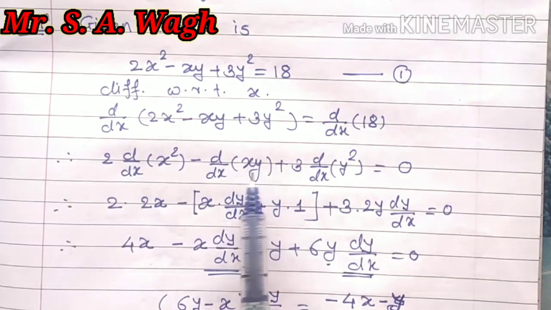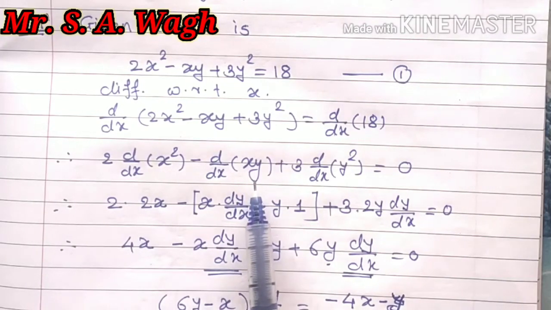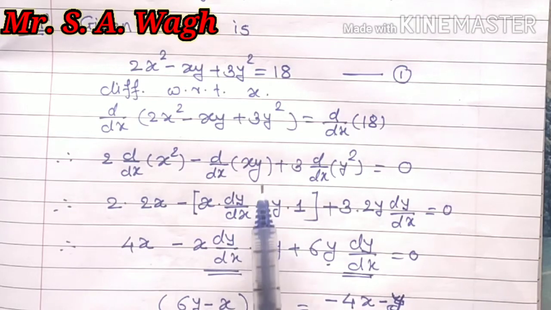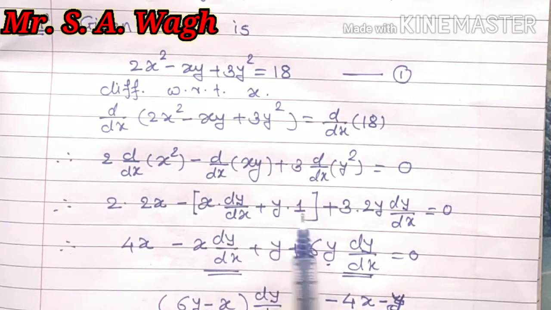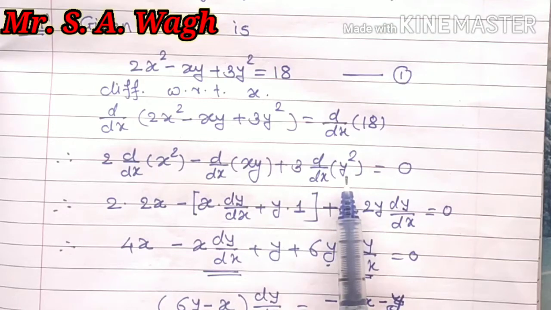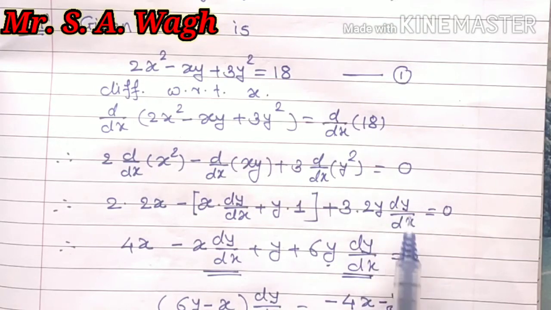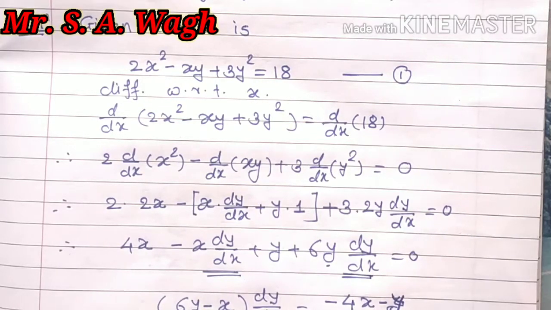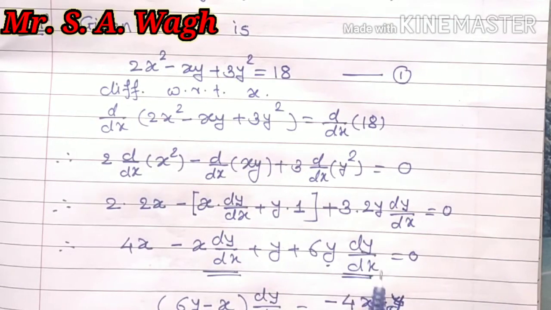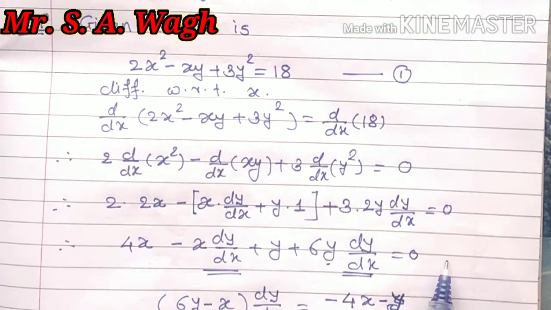Here you have to apply the u into v rule of derivative to find the differentiation of x into y. So x times derivative of y is dy by dx, plus y into derivative of x, which is 1. Plus 3, since y square is a function of y and y is a function of x, the derivative of y square is 2y and then into dy by dx by using the chain rule of differentiation, equal to 0. So 4x minus x dy by dx plus y plus 6y dy by dx is equal to 0.